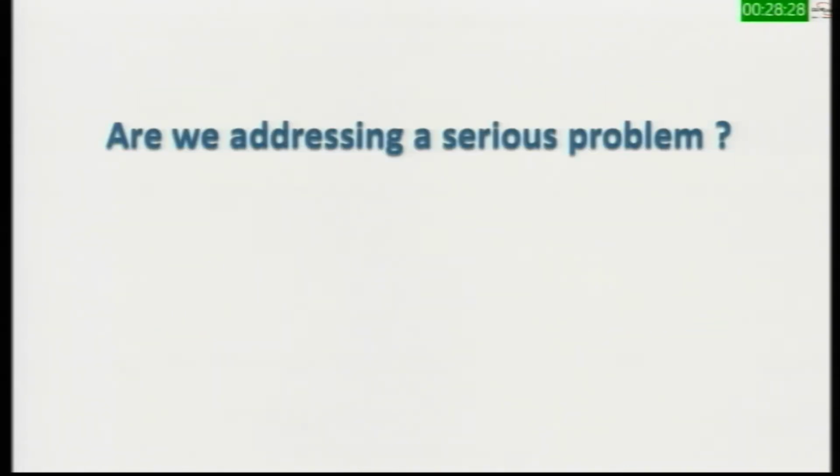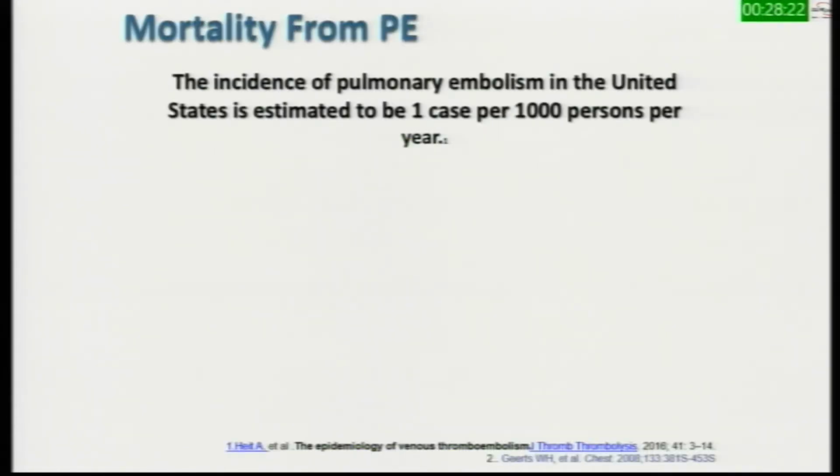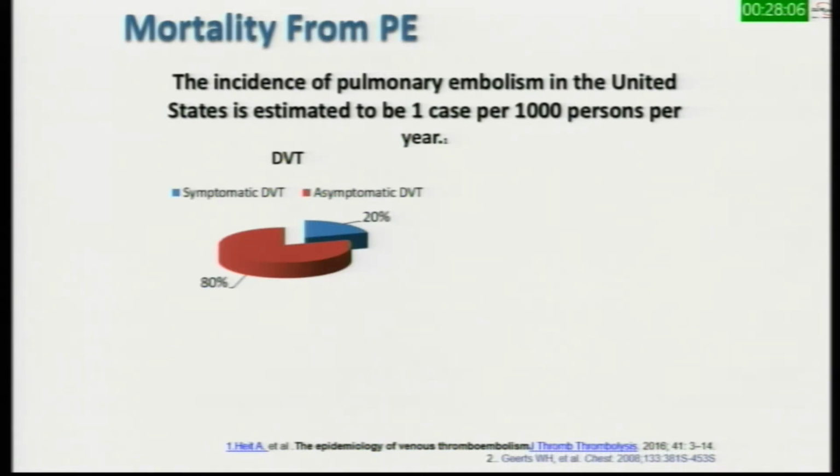So, are we addressing a serious problem? Yes. The incidence of pulmonary embolism mortality in the United States is estimated to be 1 case per 100,000 persons per year. Symptomatic DVT occurs in only 20% of the cases, and 80% of patients can have asymptomatic DVT without noticing. The incidence of pulmonary embolism in the United States, as we said, is 1 case per 100,000 persons per year.